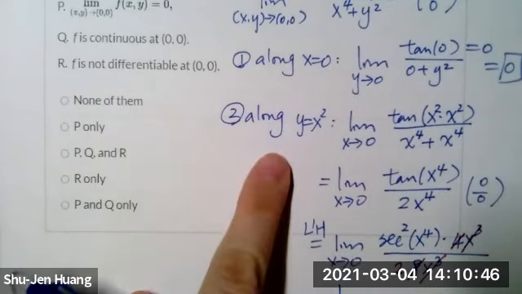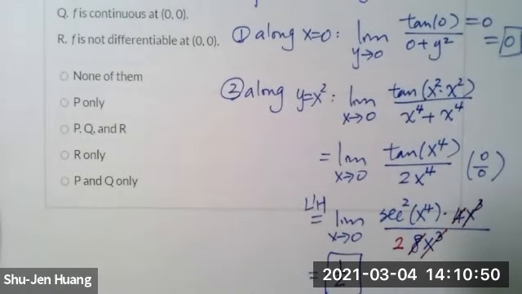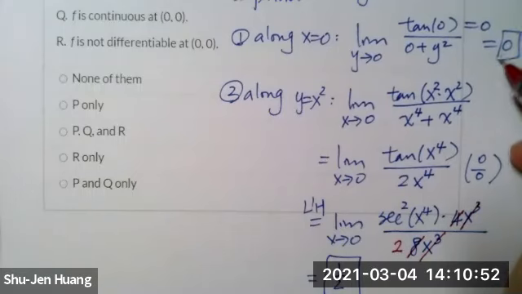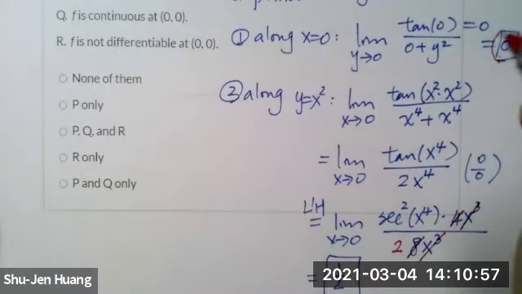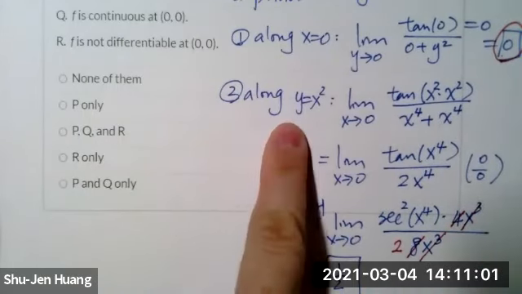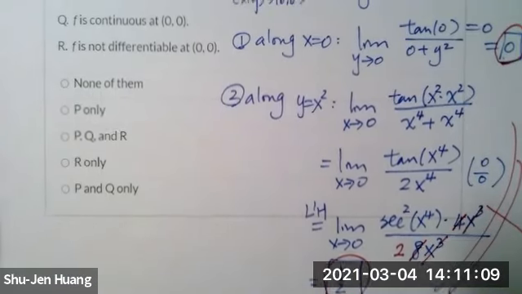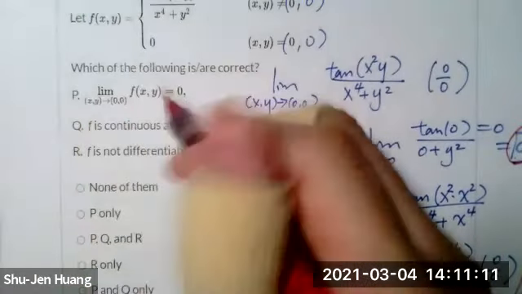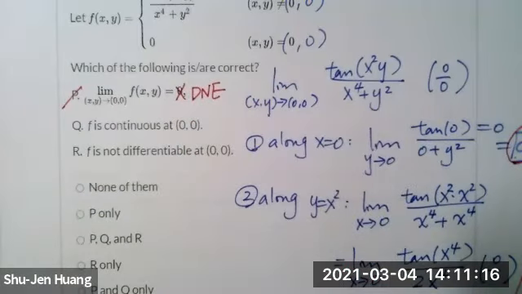So along the path y equals x squared, we got the limit 1/2. And this limit is different than the limit we got earlier along the path x equals 0. So you can see along one path, the limit is 0. Along y equals x squared, the limit is 1/2. Therefore, since these two limits are different from each other, the limit does not exist. Okay, so P is not correct.